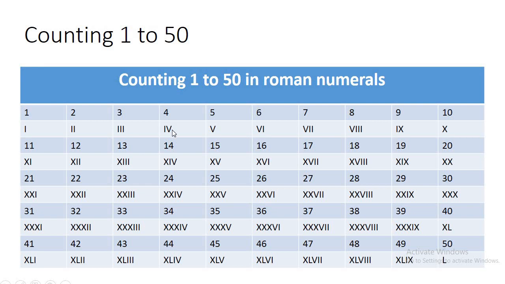As we have to represent 4, I is placed before V. 5 is represented by V. 6 is made by placing I after V, that means to the right of V, so that the values are added. V represents 5 and I represents 1, so 5 plus 1 is 6. Similarly, we can repeat the I after the digit 2 times or 3 times, maximum 3 times. So it gives us 7 and this gives us 8. 5 plus 3 gives us 8.